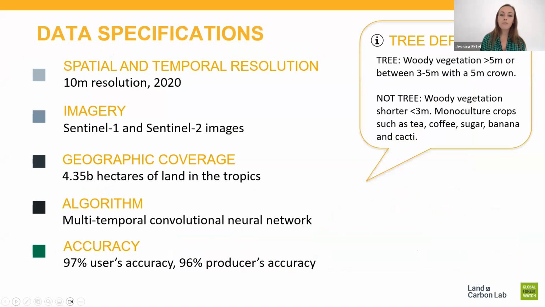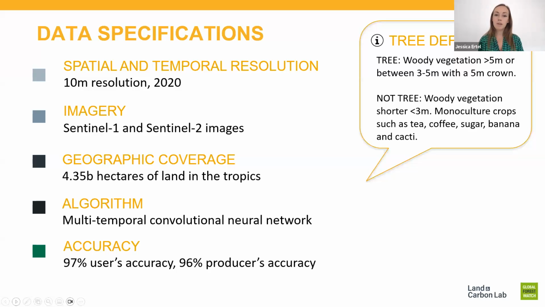So to kick us off, I would like to start with some of the specifications of the data. This is a 10-meter resolution data set for the year 2020. We use Sentinel-1 and Sentinel-2 optical and radar imagery, and we apply a convolutional neural network to perform image segmentation on monthly composite images. In doing so, we get a 97% user's accuracy and a 96% producer's accuracy. The geographic coverage is 4.35 billion hectares of land in the tropics.